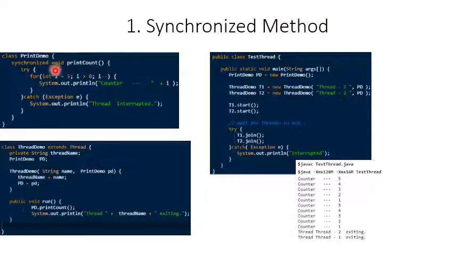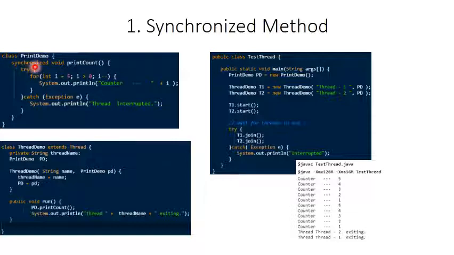Here PrintDemo PD is actually an instance or a reference variable of class PrintDemo. This is not an object so far. This will be an object when we write PD is equal to new PrintDemo. So it is working like this.